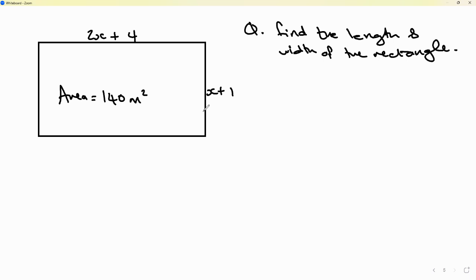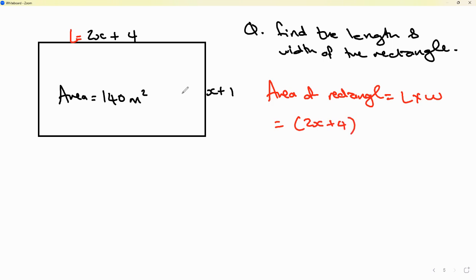Now, the first thing is they've given us the area. So what we must remember is that because we're given the area, we have to apply the area of a rectangle rule. And what does the area of a rectangle say? The area of a rectangle is given by length times width. My length over here is 2x plus 4, and my width over here is x plus 1. And so the area will be given by that.